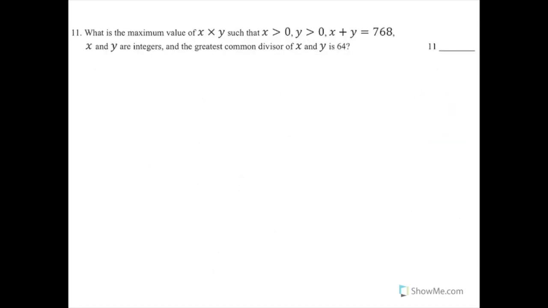Moving on to the next question. If you need to read the question, pause the video here. So the key point here is to say that the greatest common divisor of x and y is 64.